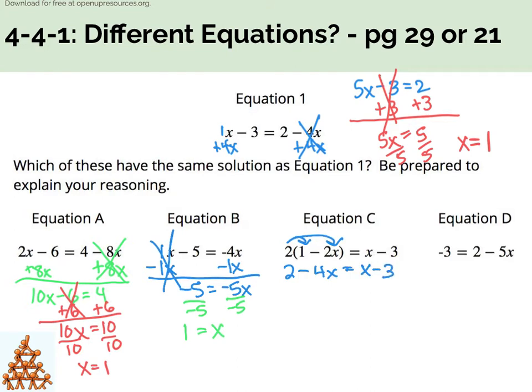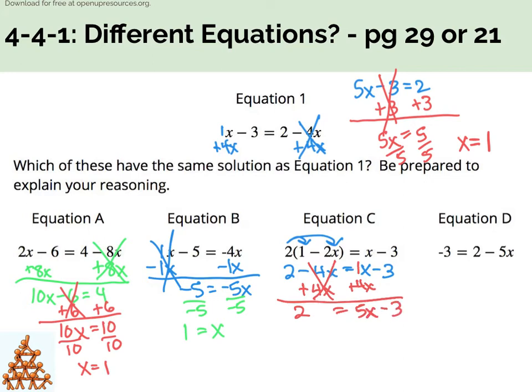Personally, I like to move my negatives around first. I like to put my x's together. So I want to put this negative 4x over here with his friend, and I want to make it a 0 on that end. So he's negative 4x. I'm going to add 4x to both sides. So then I'm going to have 2, 0. I have 1x plus 4x, that is 5x. And then I still have the minus 3.